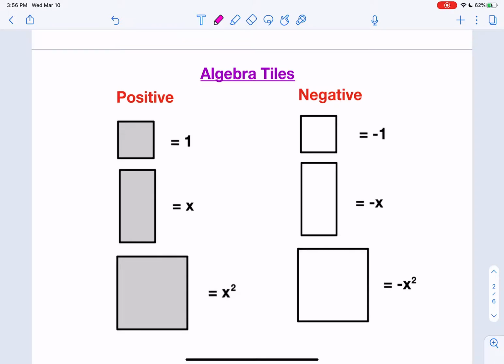On the left, we have the positive algebra tiles, which you'll notice are colored in gray. That's what we've been using for positive tiles. On the right-hand side, we're now going to introduce negative tiles. Negative tiles are the same as the positive tiles, except they're negative. So all the sides are the same, okay? And they're going to be white. So we have gray tiles, positive, white tiles, negative.